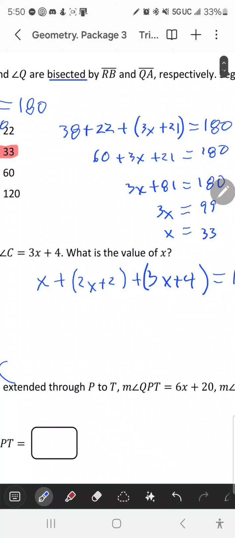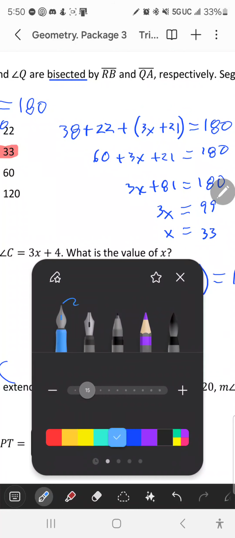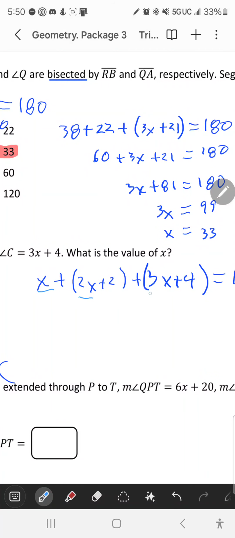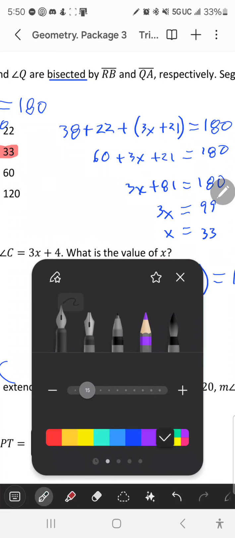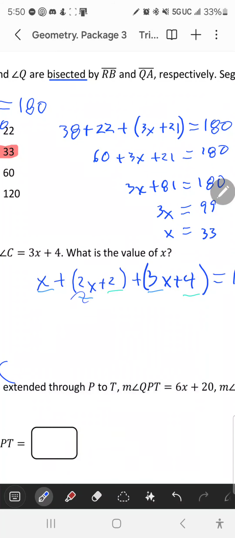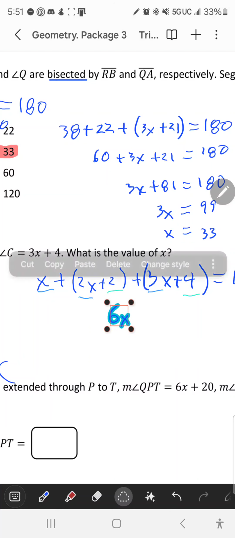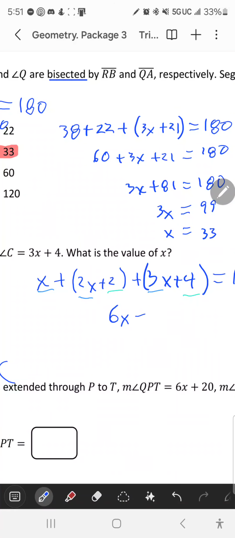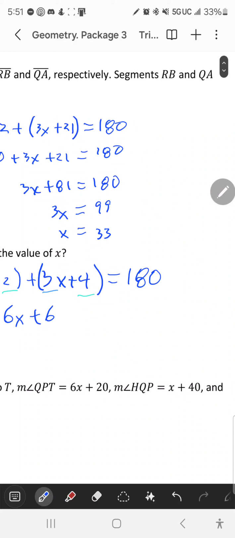So now we have like terms: x, x, x, and then two like numbers. So I could say that x plus 2x is 3x, plus 3x is a total of 6x. And now 2 plus 4 is just 6, so plus 6 equal 180.